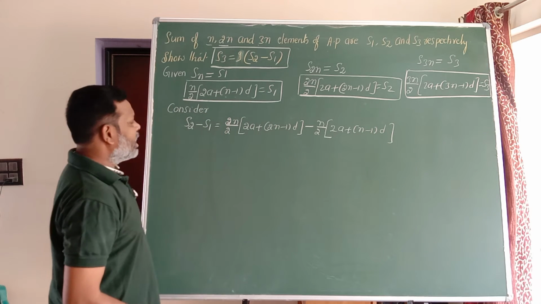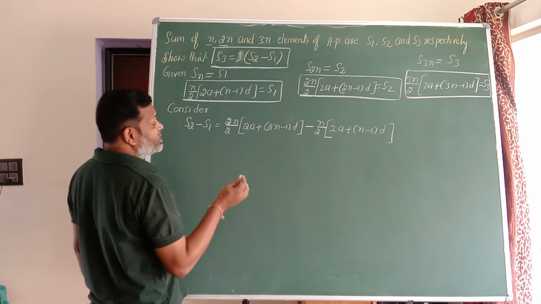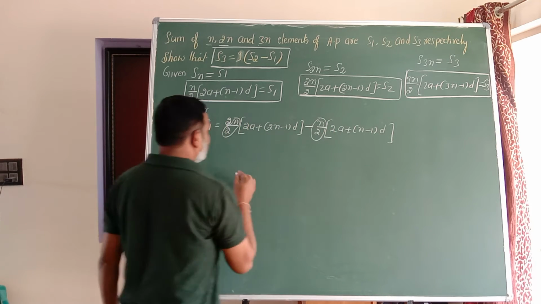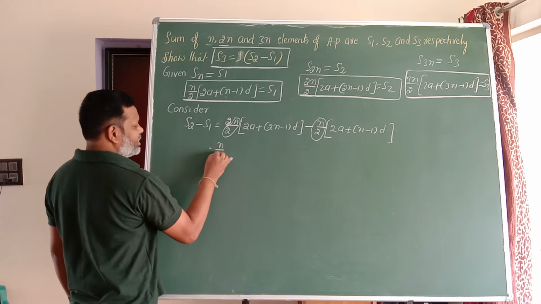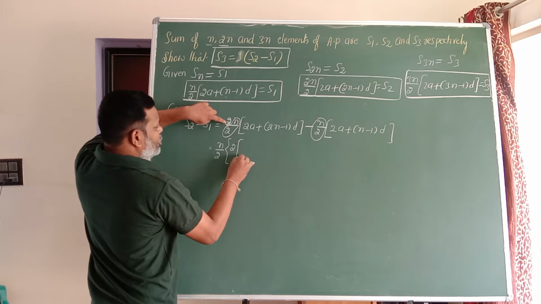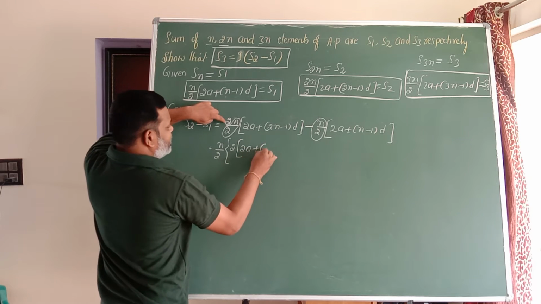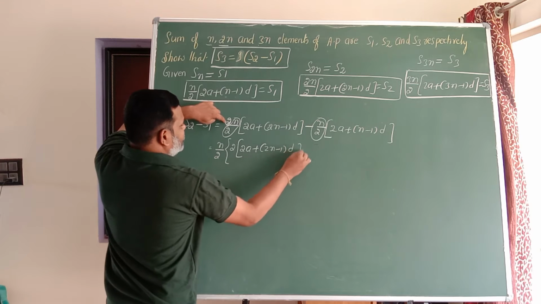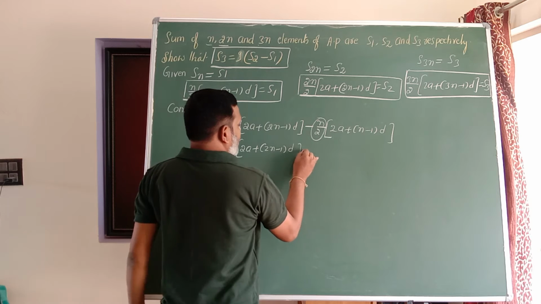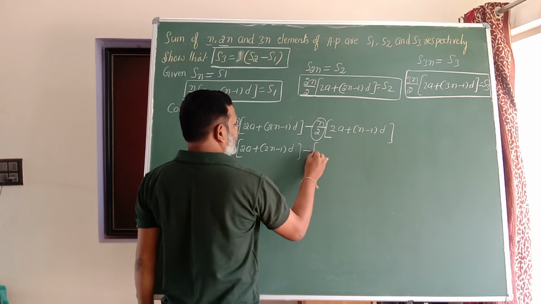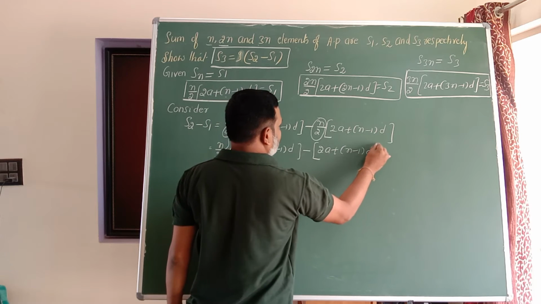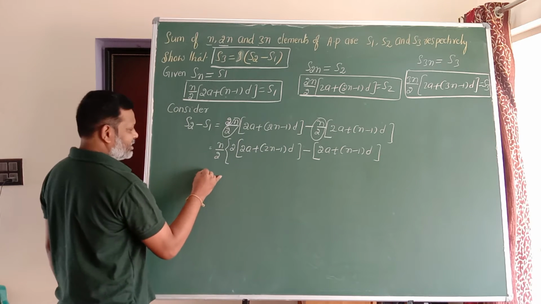Okay, have a look at this. From these two terms, n by 2 is common. Take n by 2 as common. When n by 2 is common, here you will get 2 into 2a plus 2n minus 1 into d, n by 2 outside common, 2 times of this. Minus, here n by 2 is common. What is the remaining thing? The remaining thing is 2a plus n minus 1 into d. Just simplify, then you will get the answer.